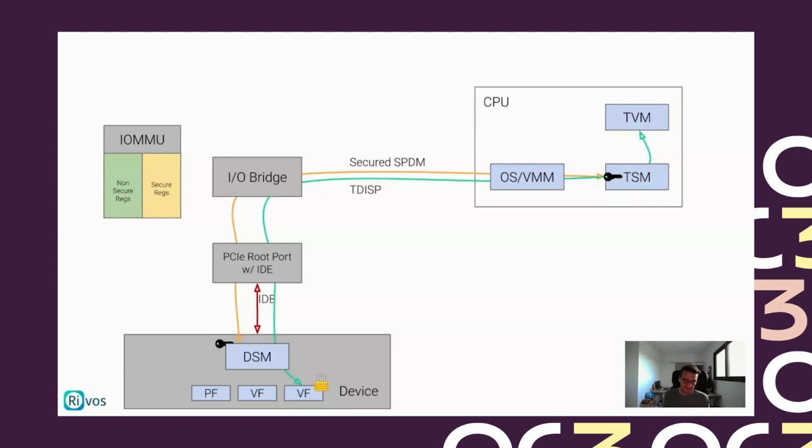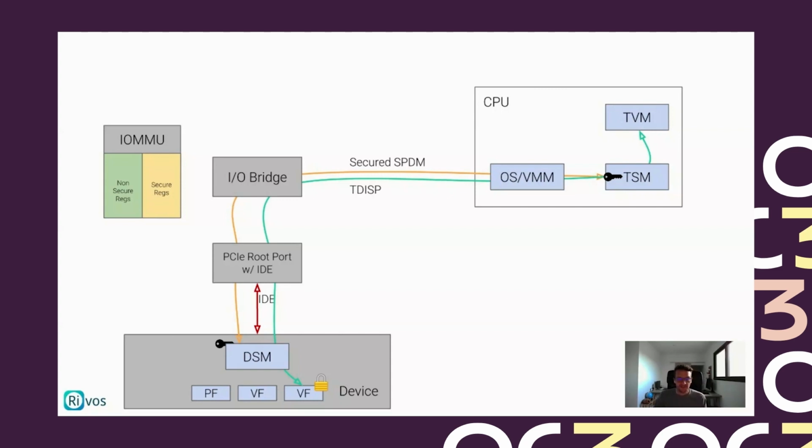lock a device, a virtual function within the device, and prevent the host untrusted software stack from actually modifying and tampering with this device. So once this function is locked, the VMM cannot change it, cannot reconfigure it without the TSM and the TVM being notified about it and being basically securely unattached from it.